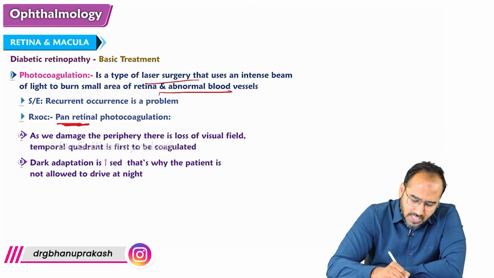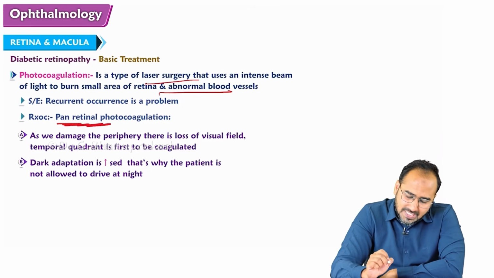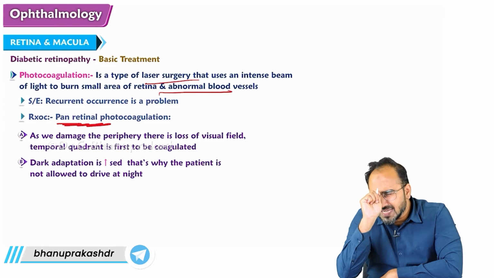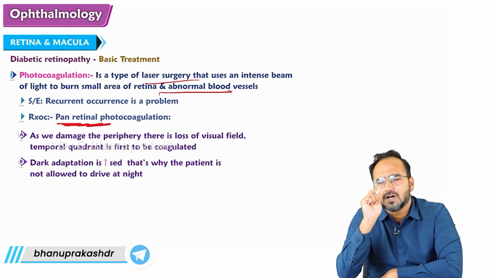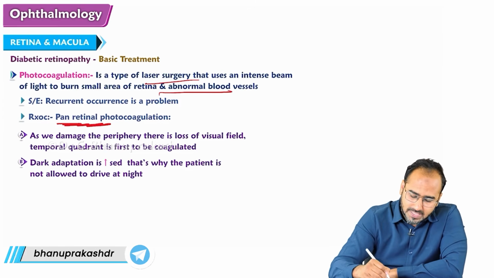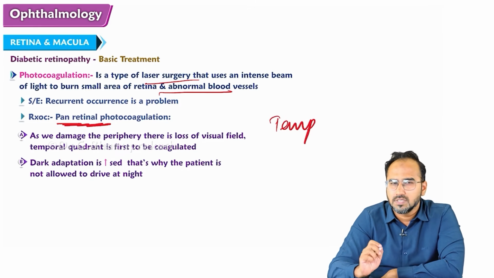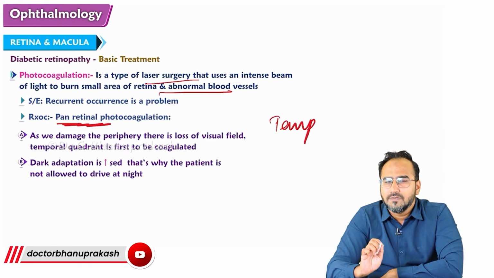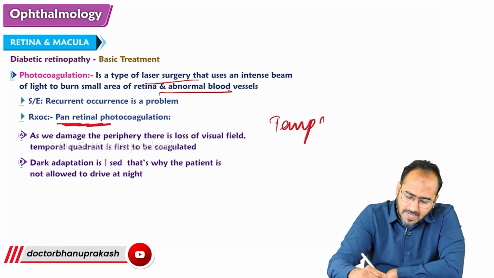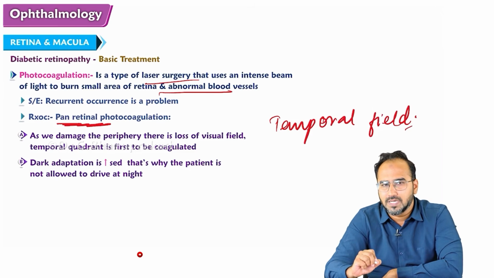The treatment of choice is what? Pan-retinal photocoagulation. As we are damaging the periphery, there will be loss of visual field. As we are photocoagulating the blood vessels on the periphery, there might be damage to the visual field. And which visual field can be damaged? Just cut it and repeat it once again. Which visual field is damaged, guys? The temporal field could be damaged over here, right?